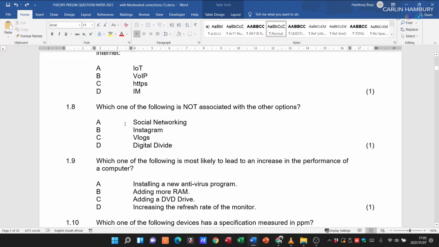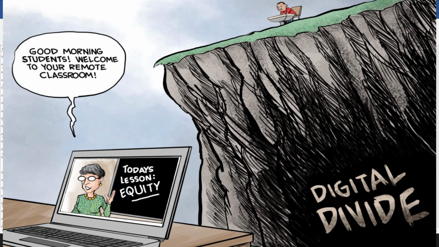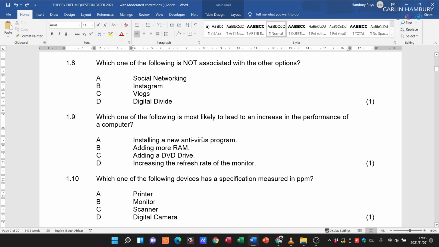1.8. Which one of the following is not associated with the other options? So we've got social networking, Instagram, vlogs. Now, before I even go any further, all three of these are connected. So it's got to be the digital divide. Now, what is the digital divide? This is where we're talking about the fact that there's all this technology, but there's a big gap between the technology and people that have the skills to actually use it. If you are in this digital divide, generally you won't be using these three things. Right. So it's D.